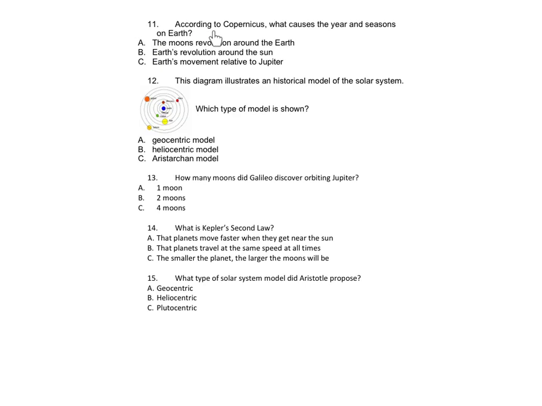Number 11. According to Copernicus, what causes the year and seasons on Earth? A. The moon's revolution around the Earth. B. Earth's revolution around the Sun. C. Earth's movement relative to Jupiter.